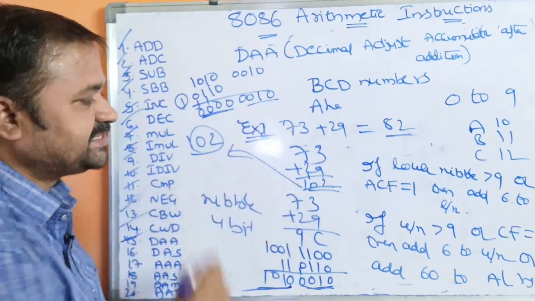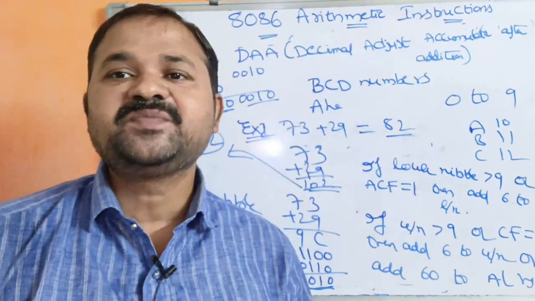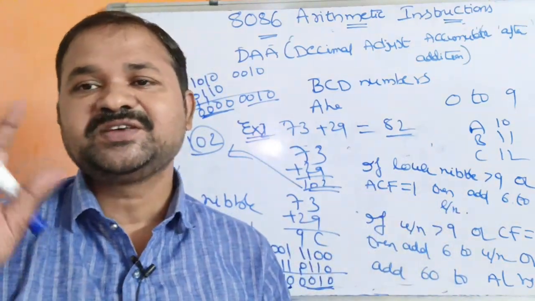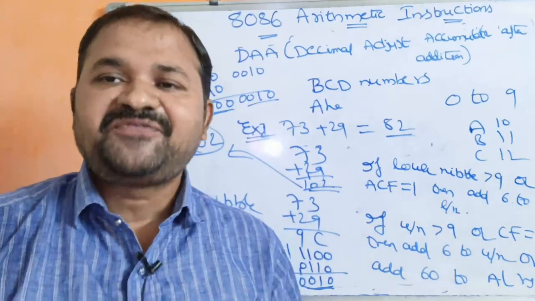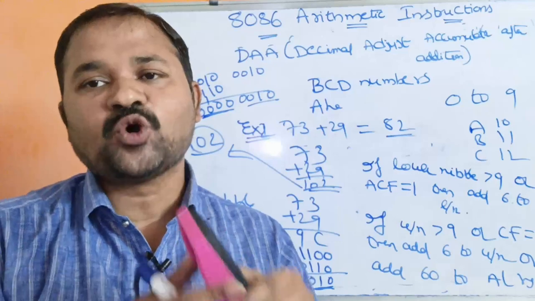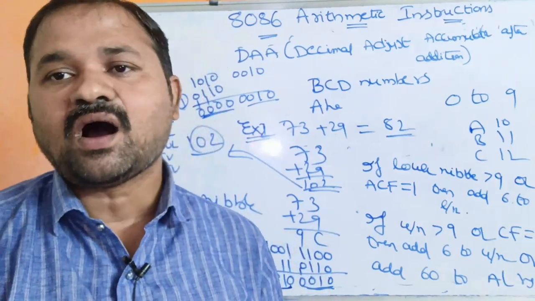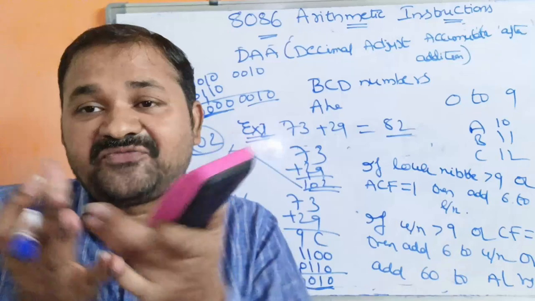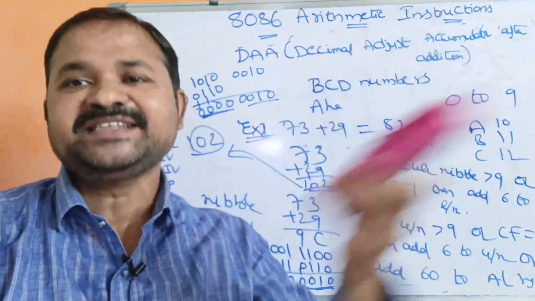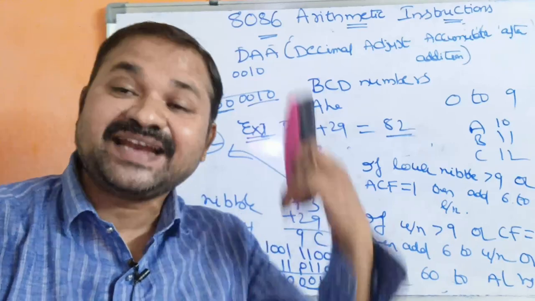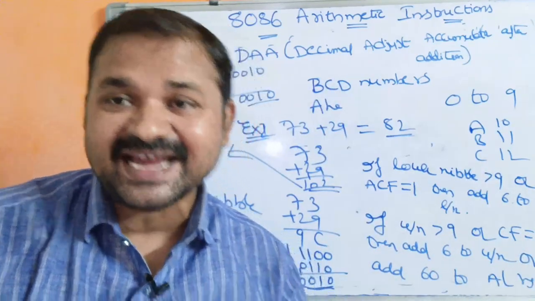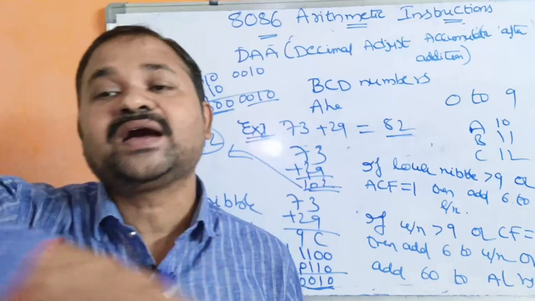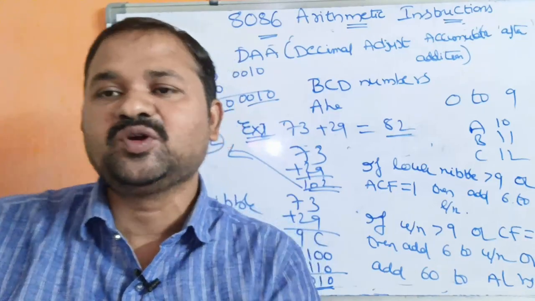So what is the result? 102 is the result. So in this way we can do DAA, decimal adjust accumulator after the addition. After the addition we have to adjust the accumulator like this. There are two steps. What is the first step? If the lower nibble is greater than 9, that means if the lower nibble is not a valid BCD digit, or if the auxiliary carry flag is set, then add 6 to the lower nibble. After adding 6 to the lower nibble, the upper nibble value may change. So if the upper nibble value is greater than 9 or the carry flag is set, then we have to add 6 to the upper nibble or add 60 to the AL register. Why? Because if we add 0 to the lower nibble, the result won't change.